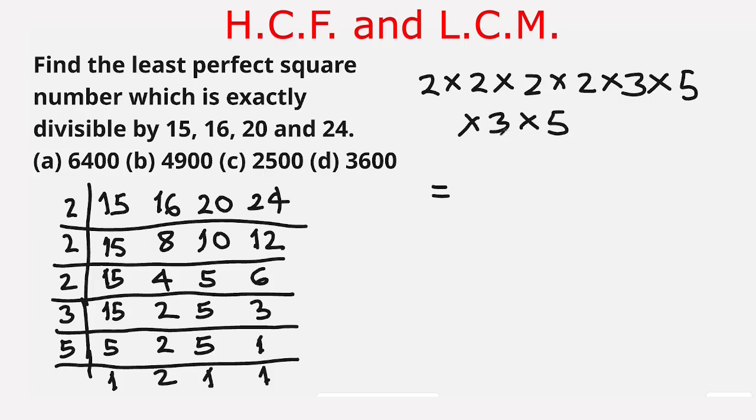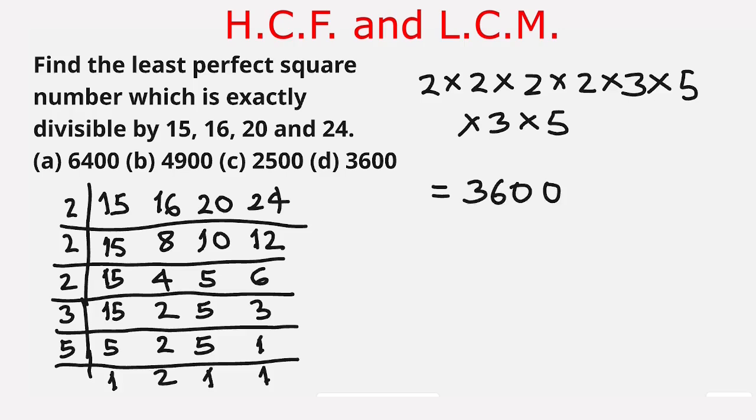5 times 3 is 15. 15 times 15 is 225. 225 times 2 is 450. 450 times 2 is 900. 900 times 2 is 1800. 1800 times 2 is 3600.